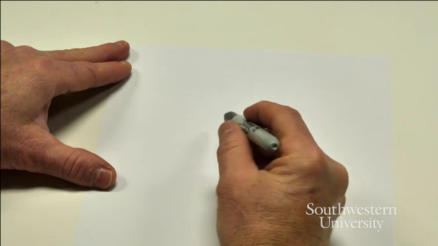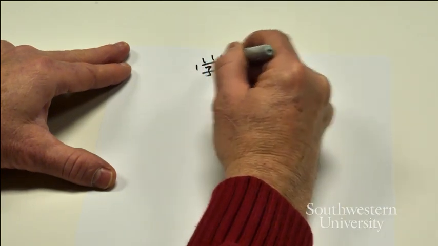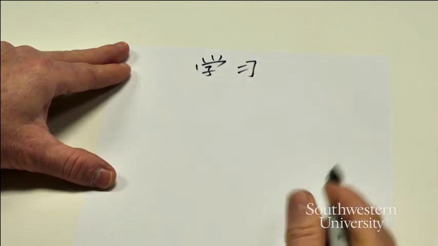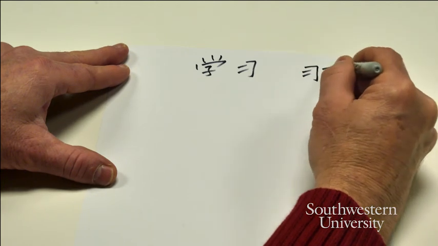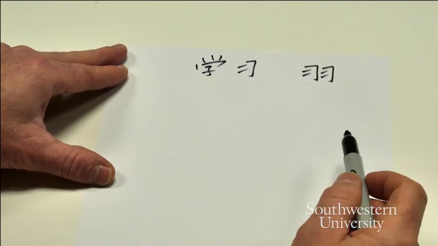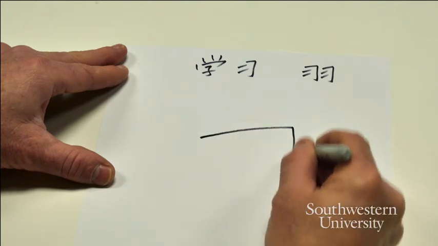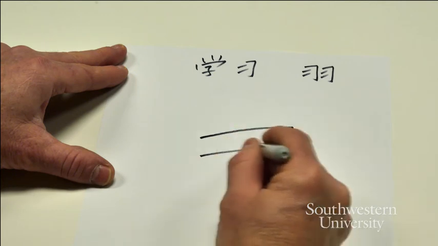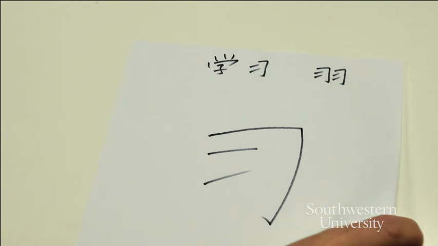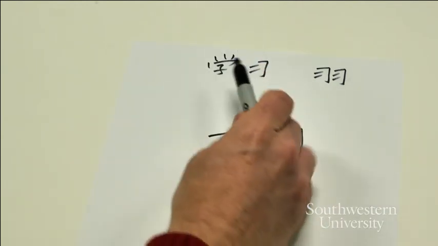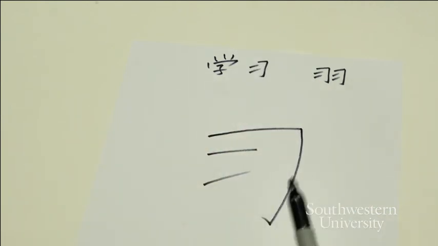Xi, the second component in xuexi, is a depiction of feathers. So feathers, yu, or downy feathers, is written like this. So one of them is just feathers. So it's a reference to the way small birds learn. Xi, by itself it means to practice. So xuexi actually means to learn something and then to rehearse it, to review it, to practice.